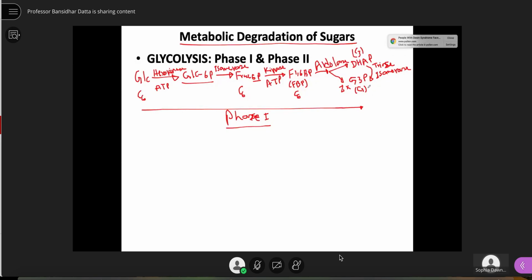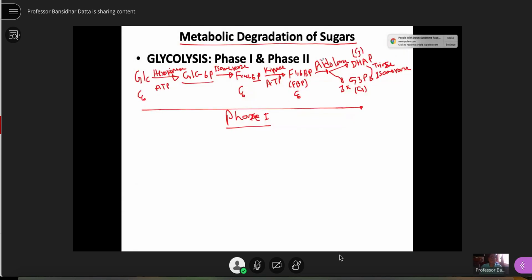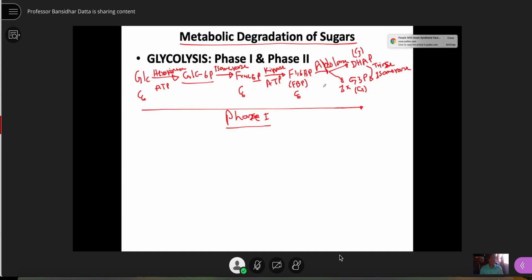Professor, I know the time is up, but what's the name of the enzyme above the arrow that converts FBP? It's aldolase. Aldolase? Okay. Yes. Any other questions?